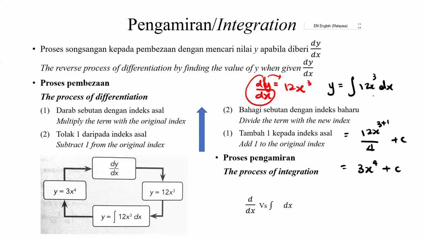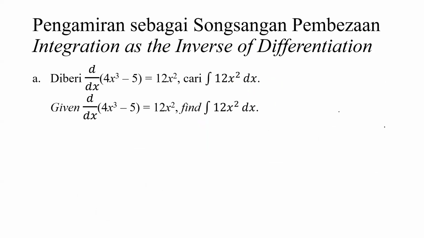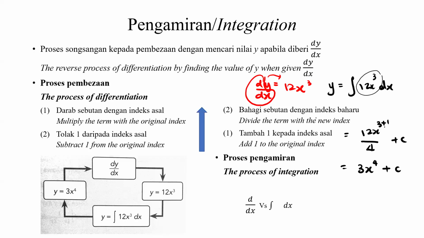Okay, one more time. See how I did? I copy exactly the same, and then I plus 1 to the original power, and then I divide the whole term by the new power. So that when you double check, you bring the power down and multiply, isn't it? You multiply the term with the original power here.